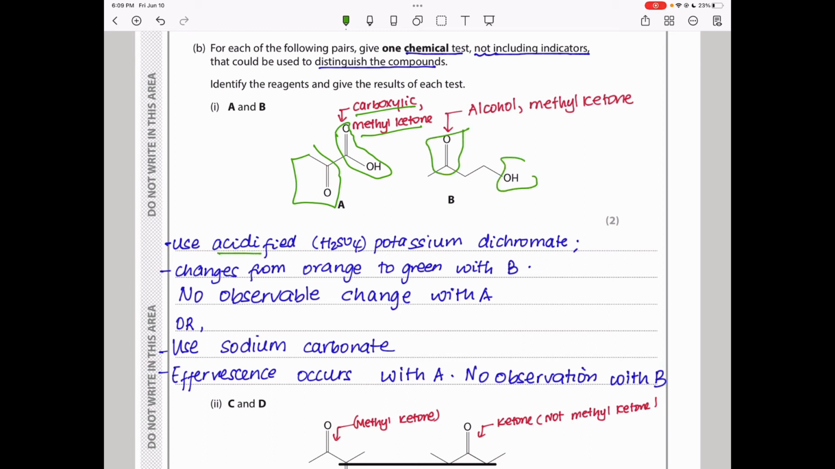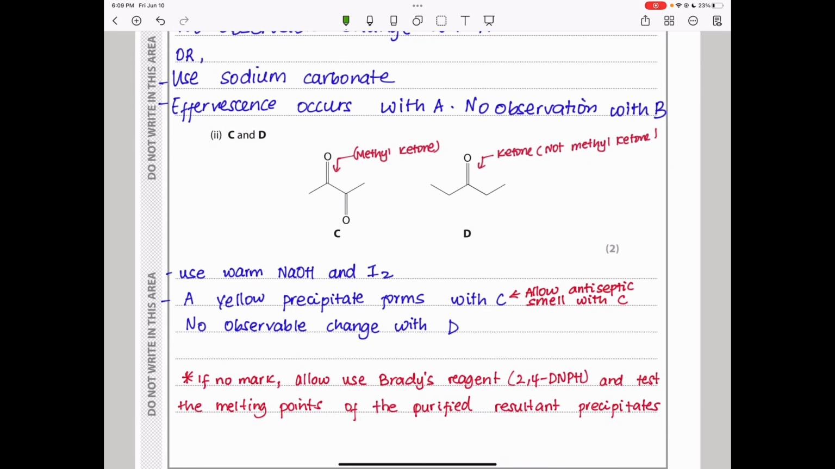So we can use acidified potassium dichromate, and in this case the carboxylic acid will have no observable change and the ketone will have no observable change. However, the alcohol, primary alcohol, will cause a color change from orange to green due to its oxidation. Or we could use sodium carbonate, because there is a carboxylic group. The sodium carbonate will result in effervescence from the carboxylic acid. The next part we have, of course, the methyl ketone here and the methyl ketone here.